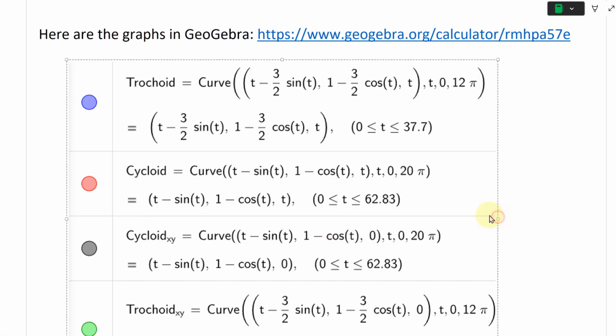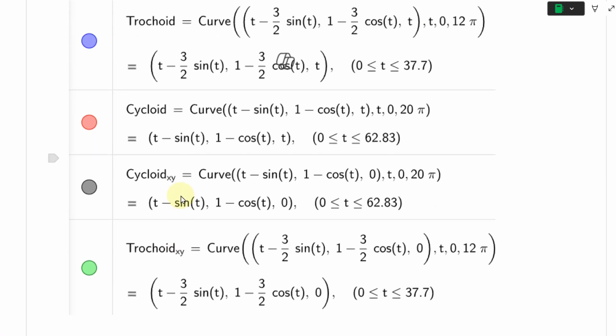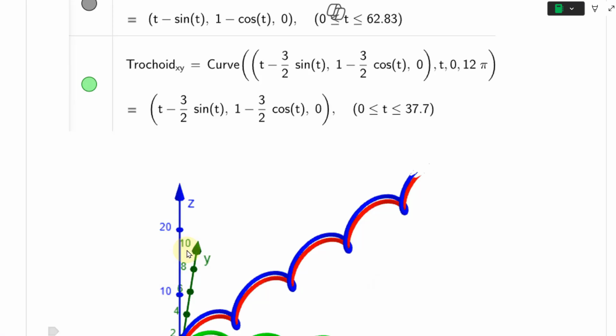So basically we have the trochoid right here. I put those parameters in, I put the components, and I made t go from 0 to 12 pi, just whatever until a decent setup. There is a cycloid projection on the xy plane, where z is 0, and there's a trochoid where z equals 0. So there's the cycloid, t minus sine t, 1 minus cosine t, same thing, but then I set up the 0. And here's how the graph looks.